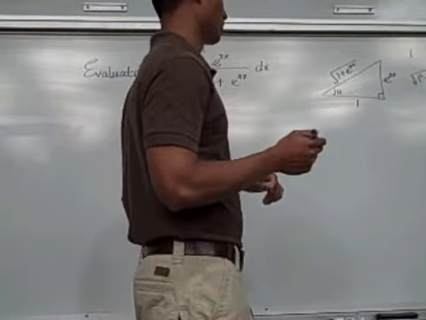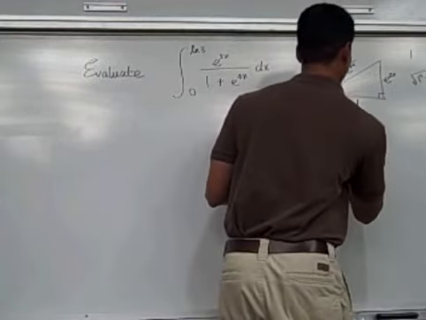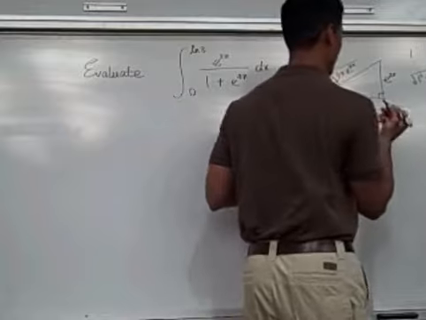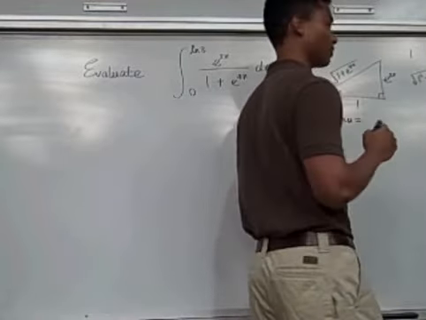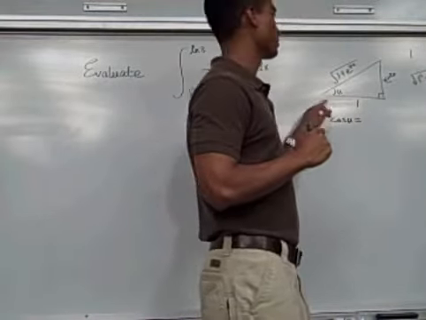Now we're going to list down the trig identities. According to the triangle, what is cosine of u? Look at the triangle. Cosine of u is adjacent over hypotenuse, so it's 1 over the square root of 1 plus e to the 4x.